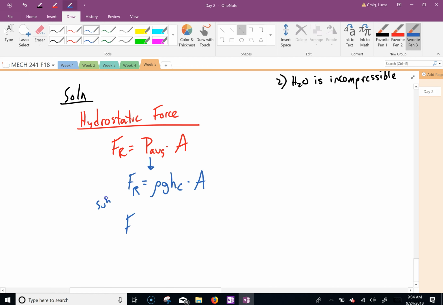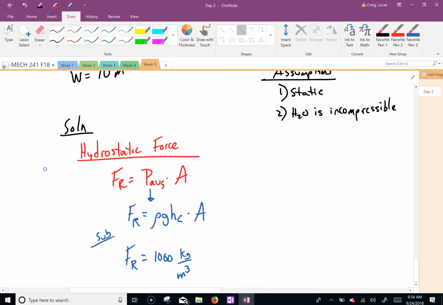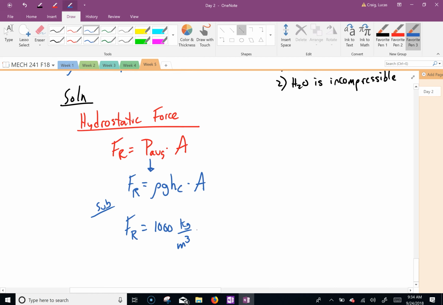Okay, so let's sub. Density is 1,000 kilograms per meter cubed. And actually, we forgot that in our givens, right? So you can go back there and include it. Times 9.81 meters per second squared. Times HC, which is 10 meters over 2, times the area, which is 10 meters times 10 meters.